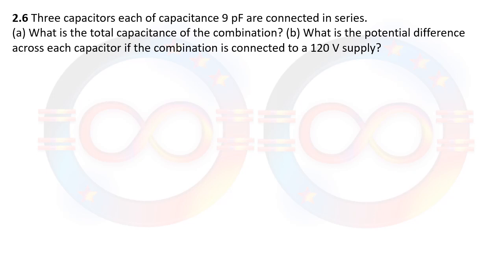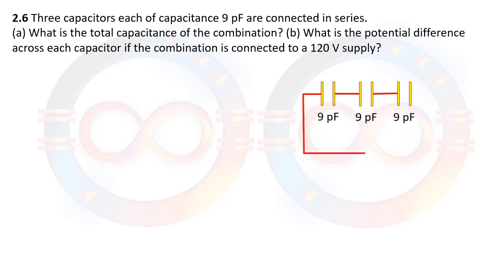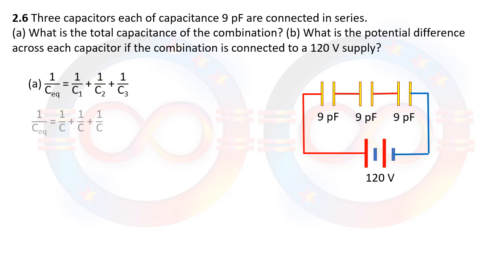Now let's look at question number 6. 3 capacitors, each of capacitance 9 picofarad, are connected in series. The question is, what is the total capacitance of the combination? Apply the formula which we have obtained. It is 3 picofarad.